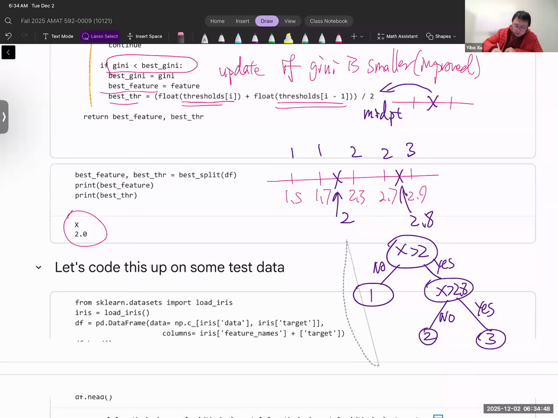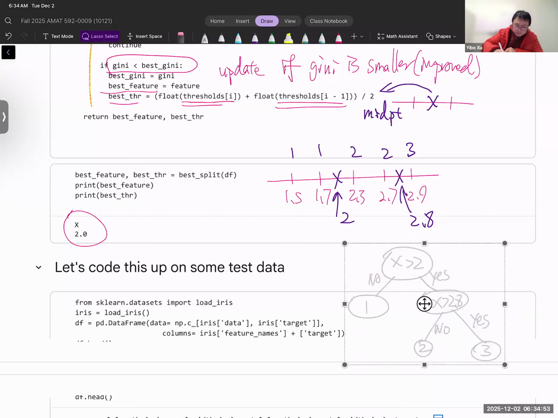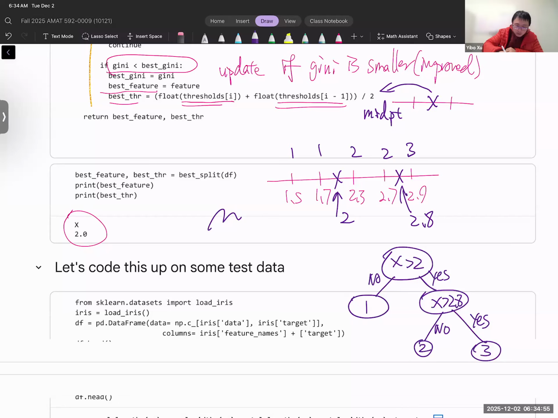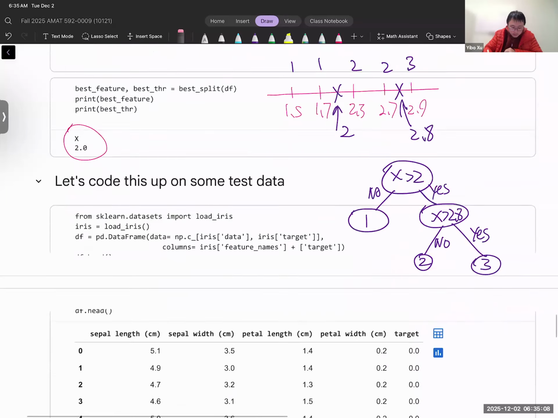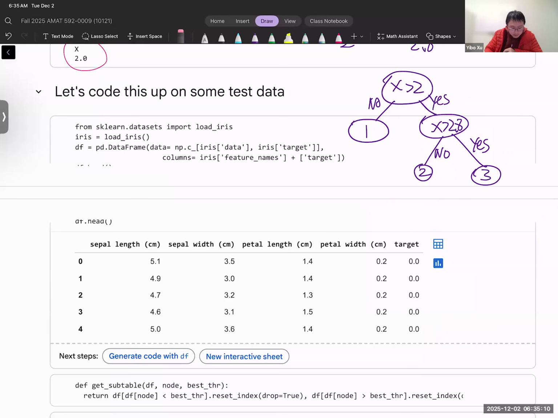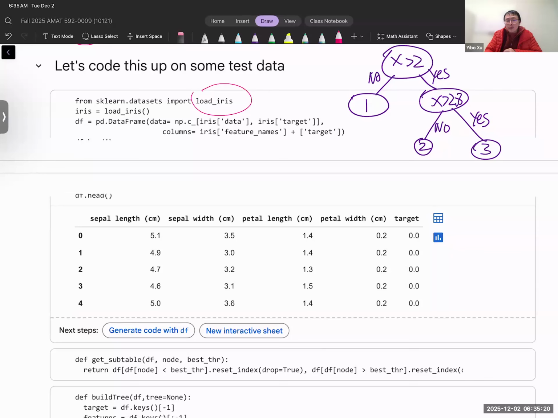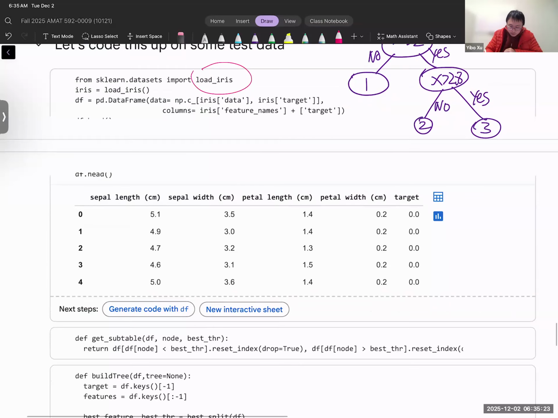But how do you decide which threshold you pick first? That's based on the Gini values that we calculate. All right. So now the last one is data. It is the problem we have already seen from before. This is the average data that we have seen for the data for the flowers.